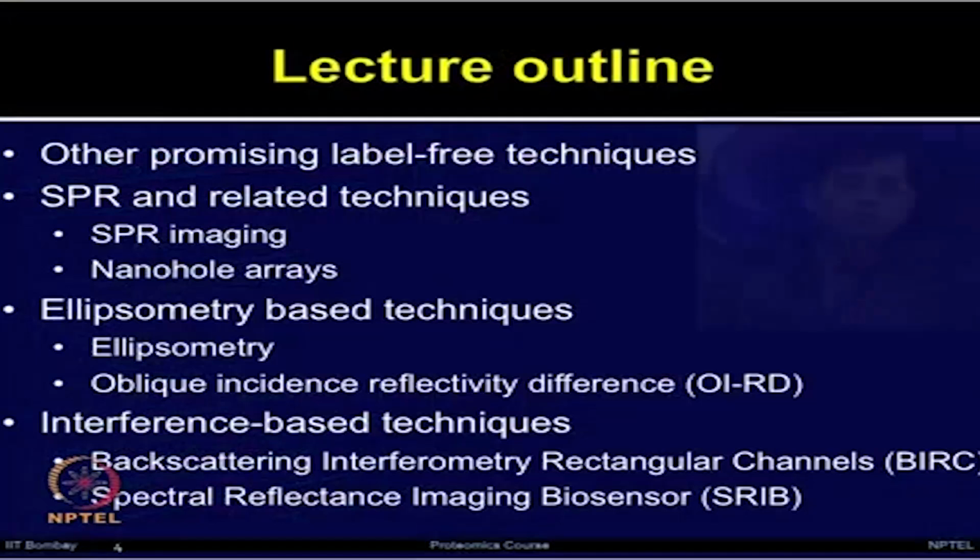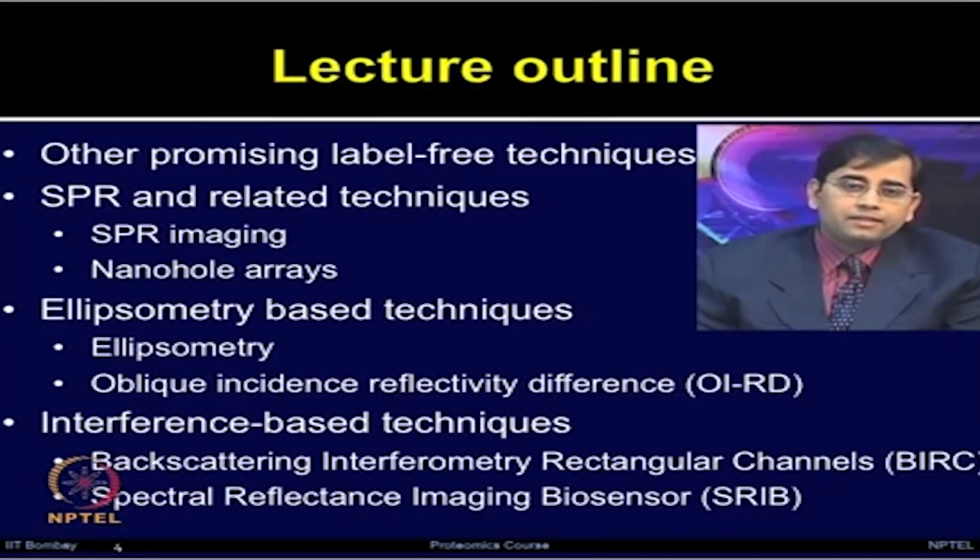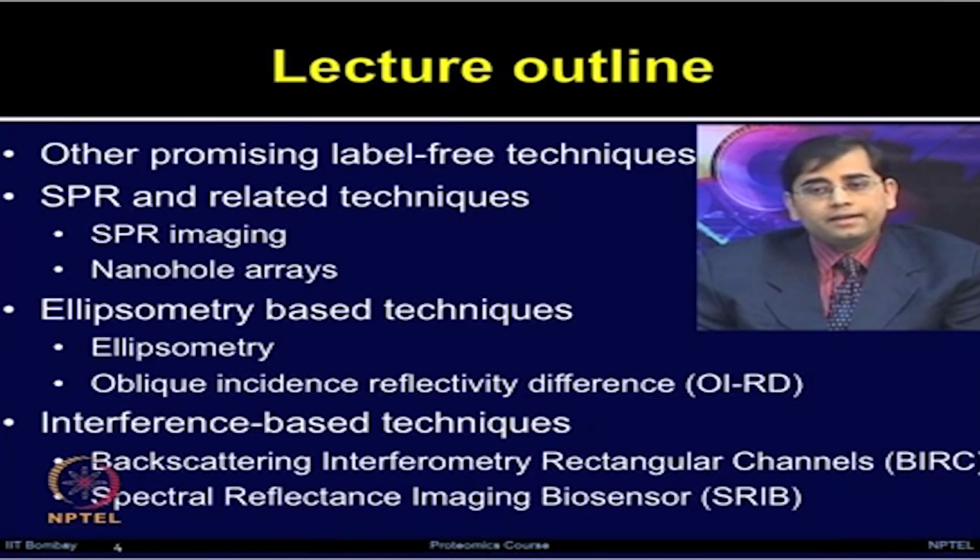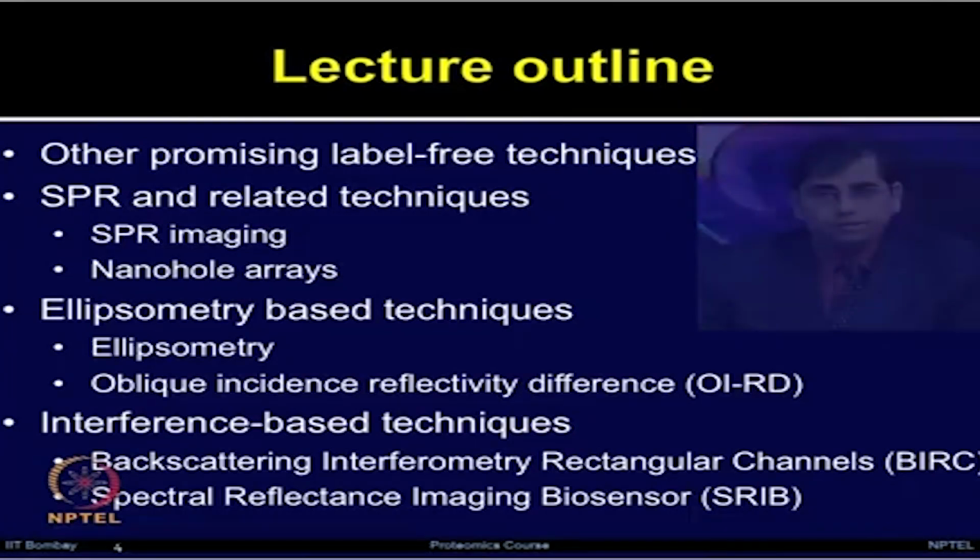Today, we will focus, from our previous discussions, on SPR and related techniques. We will now cover the SPR imaging and nano hole arrays. Then we will move on to ellipsometry based techniques. We will talk about what ellipsometry is, followed by OIRD or oblique incidence reflectivity difference. We will then talk about interference based techniques such as back scattering interferometry in rectangular channels or BIRC, and spectral reflectance imaging biosensor or SRIB.